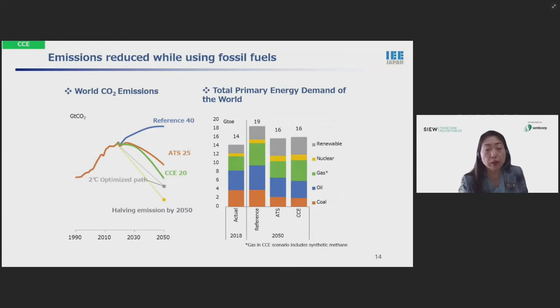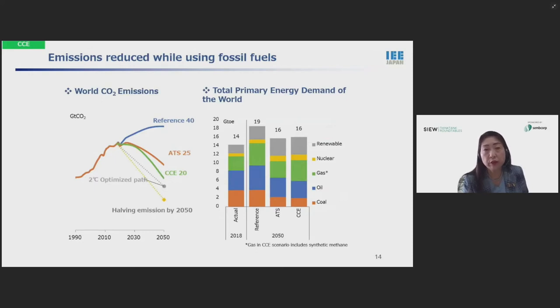CO2 emissions are reduced by 5 gigatons from advanced technology scenario and approach the 2 degrees optimized path. While the share of fossil fuels of CCE scenario is almost same as ATS's, the mix of fossil fuels shifts from coal and oil to natural gas as a primary feedstock of blue hydrogen.